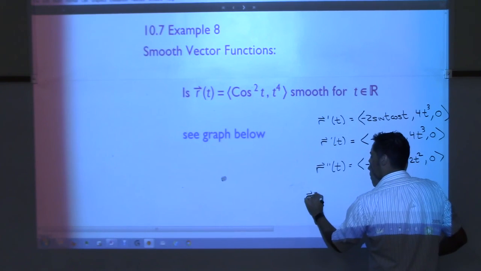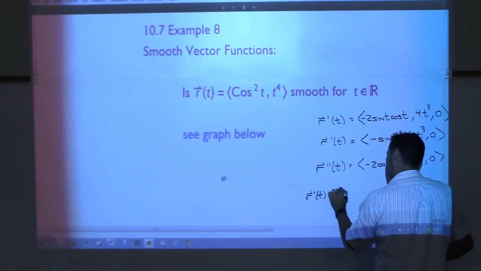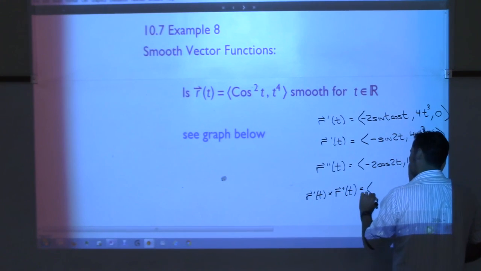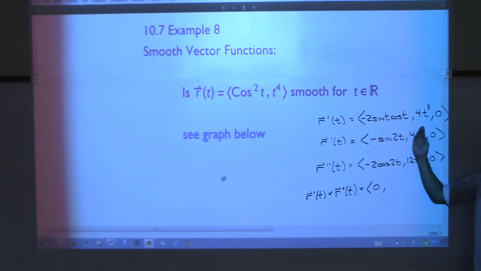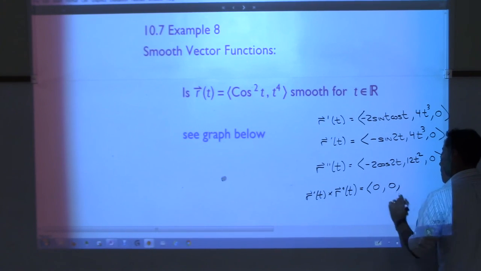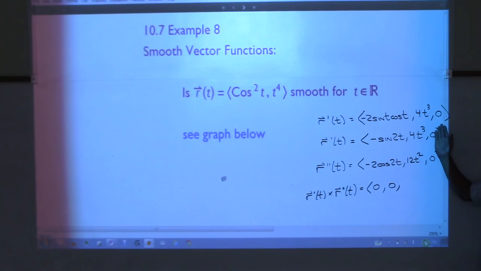So r prime crossed with r double prime is going to be 0, and then cover this one up, 0 again. And then finally cover this one up. This one's going to be the ugly one. So it's going to be negative 12t squared sine 2t, and then minus, right? So plus 4t cubed, no, 8t cubed cosine 2t. Y'all agree?